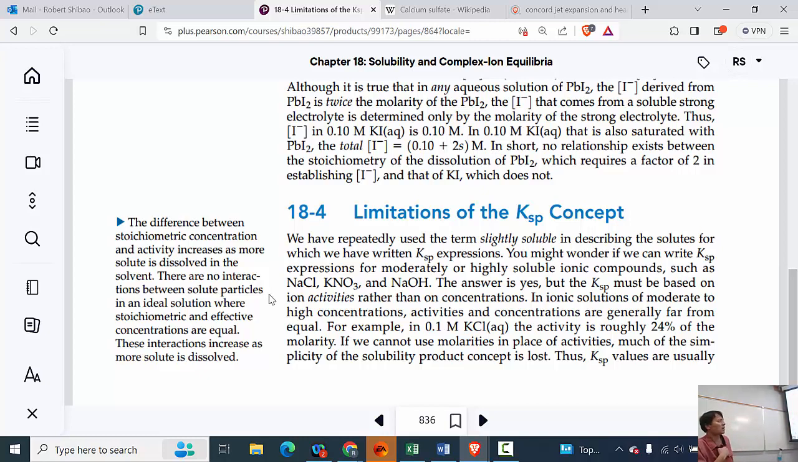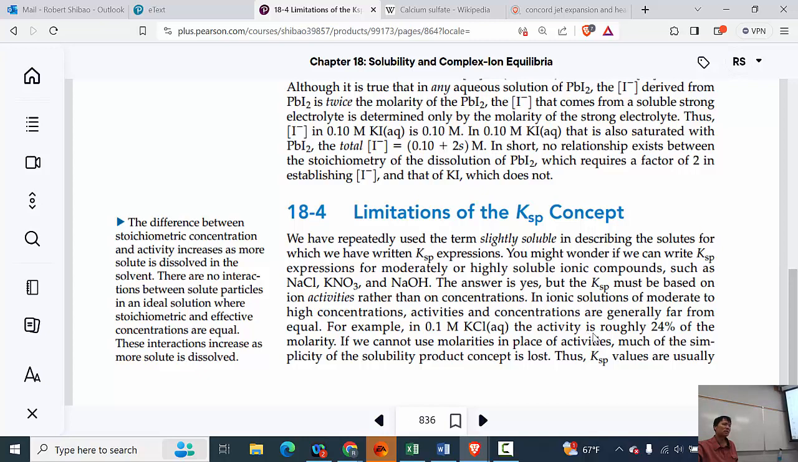It might change a little bit, so it's not going to be exact, but if we compare 0.1 molar KCl, it's not going to deviate so much because it's a +1 -1. But even at 0.1 molal, this is 24%. So the activity is already down 24%. If it was supposed to be 2, it's going to be at 1.5. That's already a pretty significant deviation. If we cannot use molarities in place of activities, much of the simplicity of the solubility product concept is lost. So this is why we have things like Visual MINTEQ.